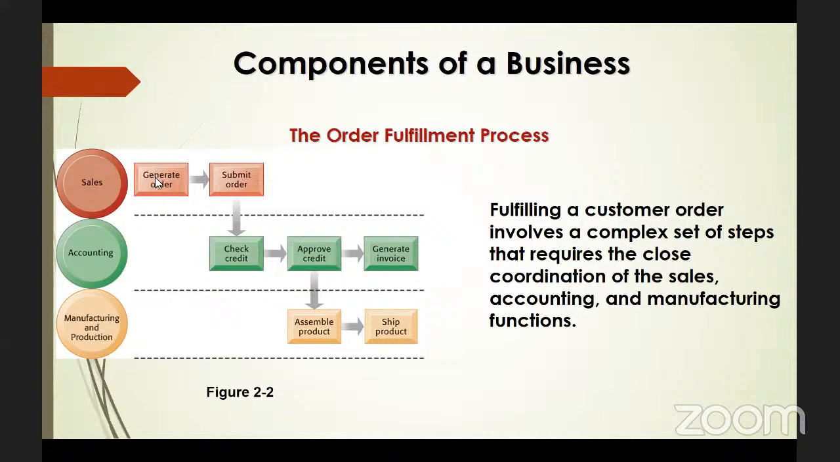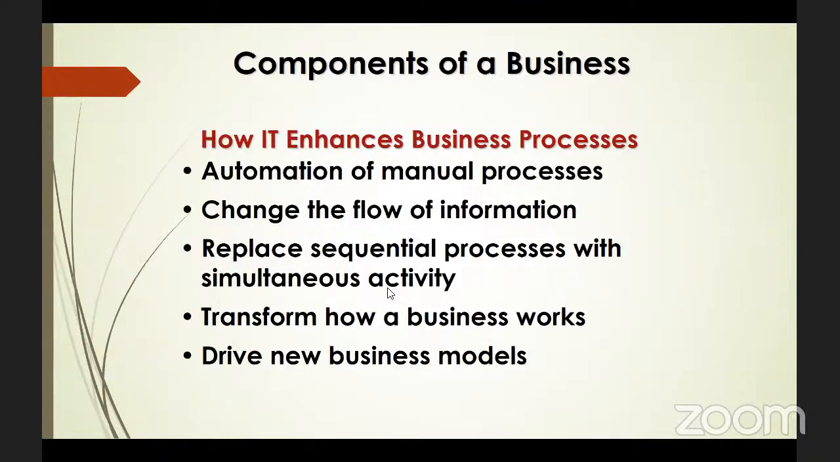The sales team is going to generate the order and submit the order. Then it goes to the accounting department. If it's going to be by credit, they check if the person has credit to approve it, and generate an invoice. Once the credit is approved, then the company will assemble and ship the product. So it's 3 different departments just for order fulfillment.